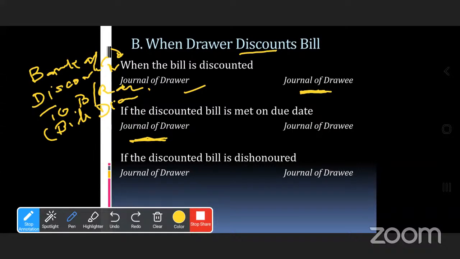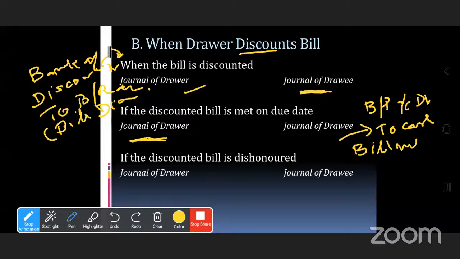Okay, and the drawee meets the bill. So now we will be writing the entry in the books of the drawee. That is, I am writing here, bills payable account debtor to cash account. That is, bill met. Okay.